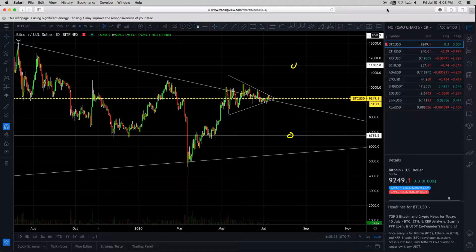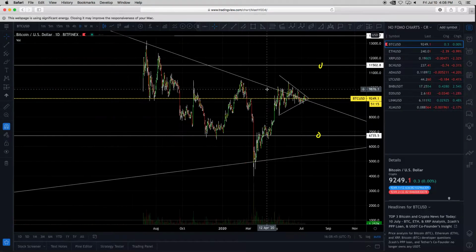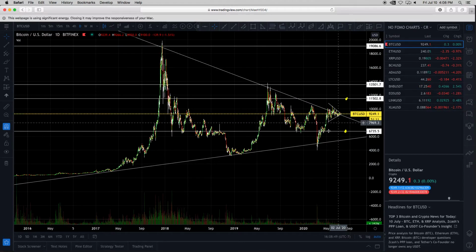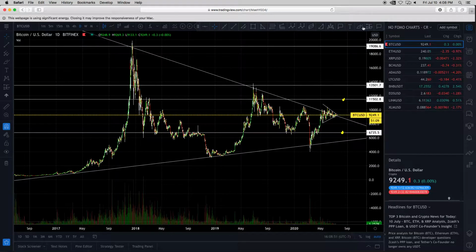Today is Friday, July 10th, 2020. Let's start with the Bitcoin USD one-day chart. All right, so just to zoom out a little bit, you just want to watch out for the longer term symmetrical triangle play, the trend here, okay?